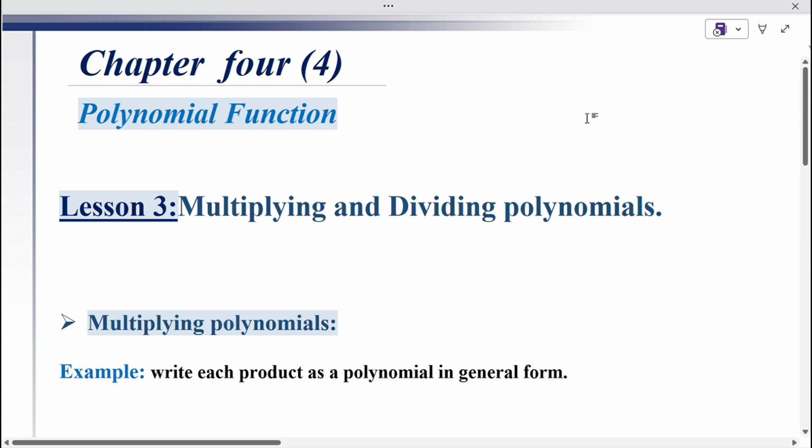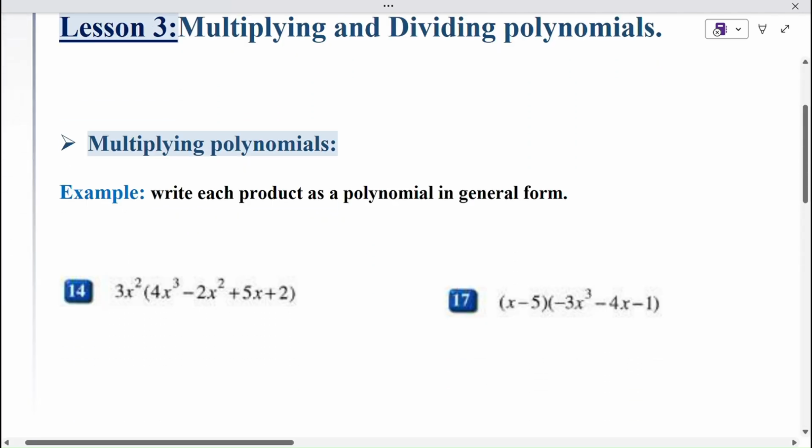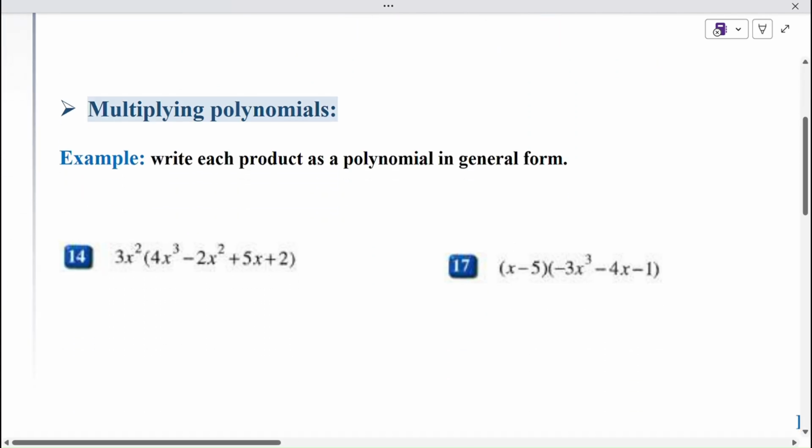Hello, this is lesson 3 of chapter 4 about polynomial functions. This lesson is about multiplying and dividing polynomials. So, we're going to multiply polynomials. Let's solve some examples on it.